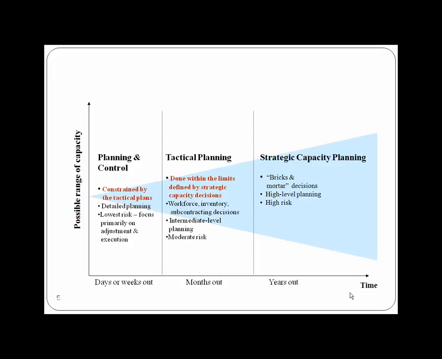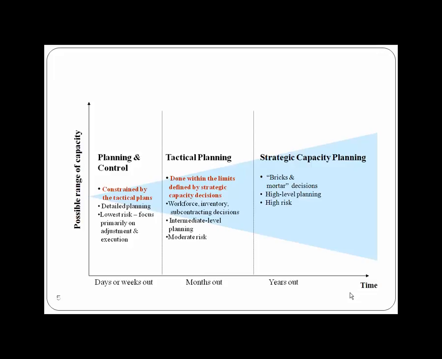So just as tactical capacity planning is constrained by strategic capacity decisions, planning and control decisions are constrained by the tactical plans. This is where we get into the day-by-day or week-by-week decisions about what we're going to do, given the workforce level we have, given the inventory levels we have. As we go from strategic to planning and control decisions, the risk lowers. If you get to the planning and control level, the focus is really on adjustment and execution. We're not trying to make long-term decisions or guesses about where the marketplace would be.